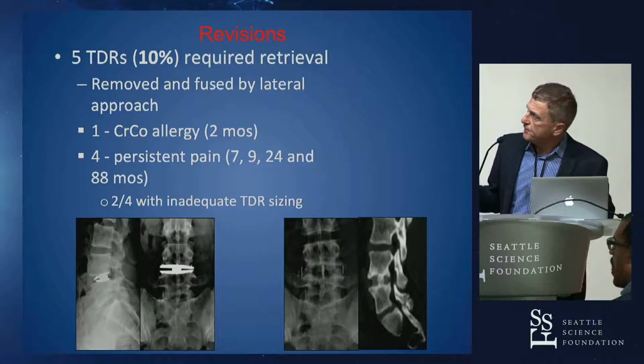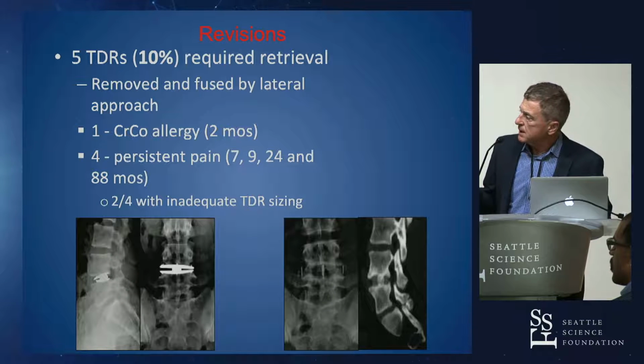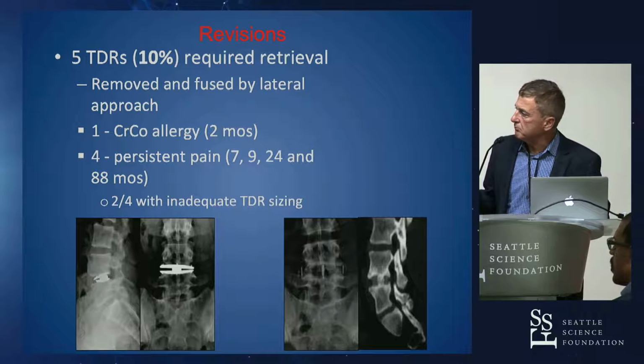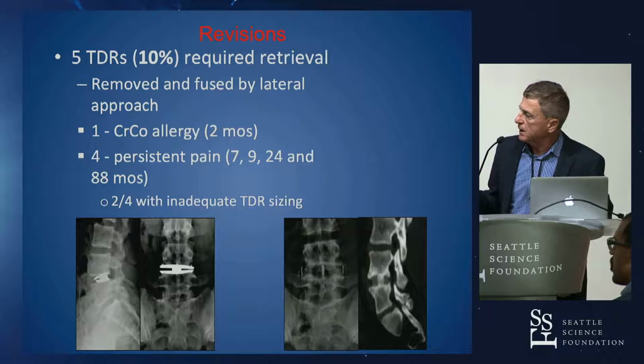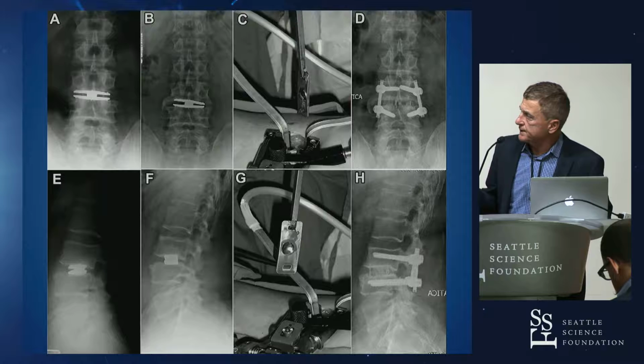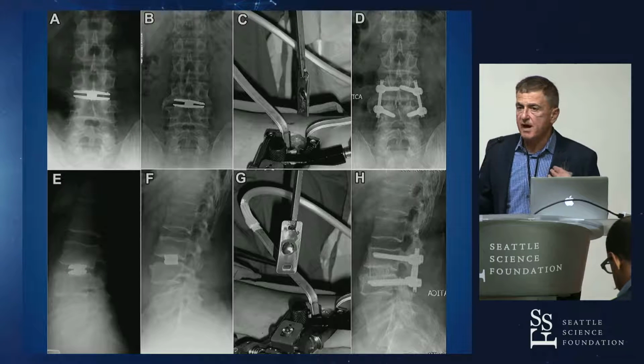They required 5 revisions, which is 10%, and they all revised them through the same lateral approach, basically took the disc out and replaced it with a cage and bone graft. And they were done mostly for persistent pain, and one was for allergy, and 2 because of inadequate sizing. And so these are really, I've revised a couple.